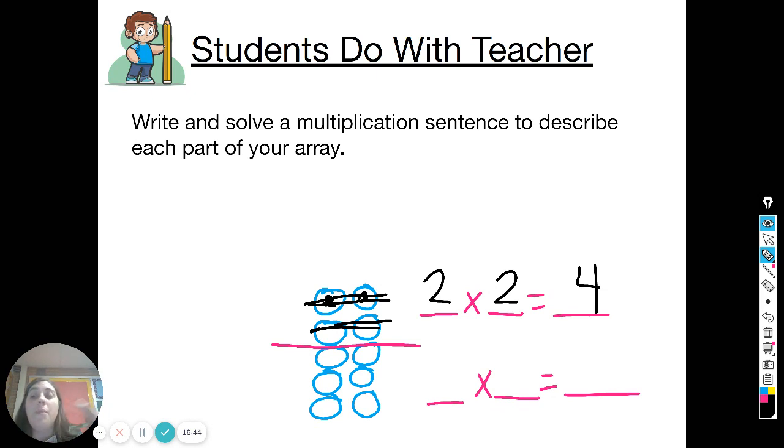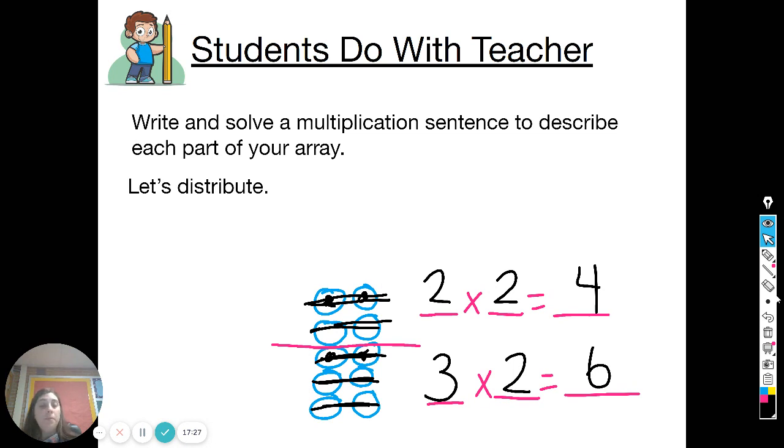Okay, now let's look at the bottom part, or the part of my array below the line. I have 1, 2, 3 rows. 3 rows of, well, the size of my row hasn't changed. There's still 2 in each row. So that second number still is a 2. 3 rows of 2. And now let's skip count. 2, 4, 6. So 3 rows of 2 equals 6. So the top part of my equation equals 4 circles. The bottom part of my equation equals 6 circles.